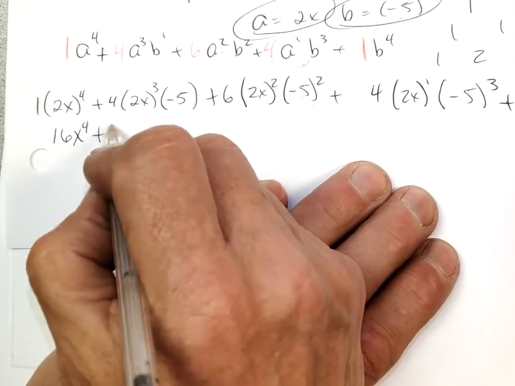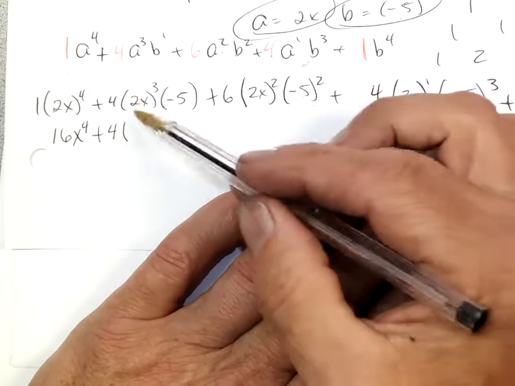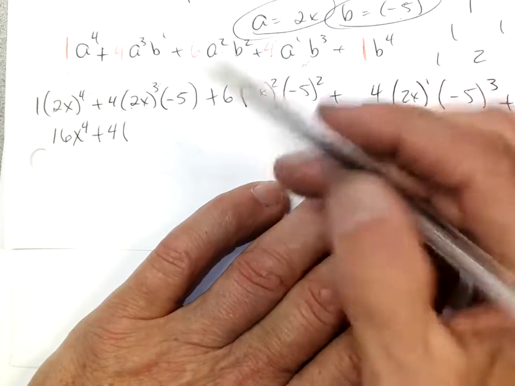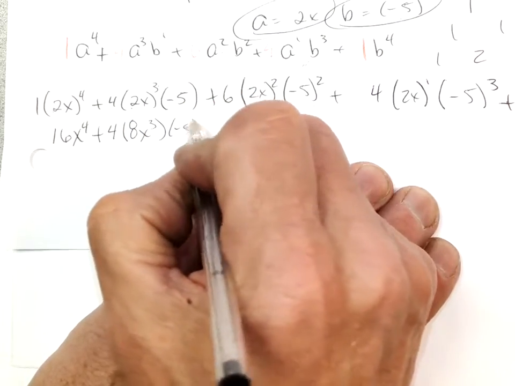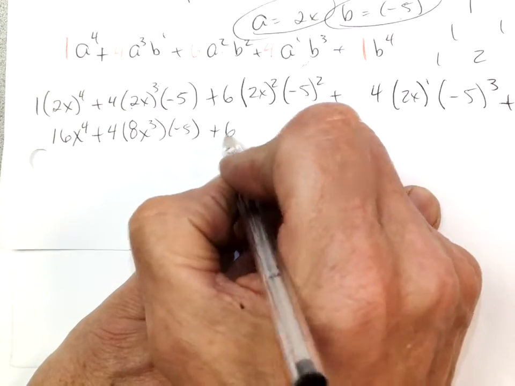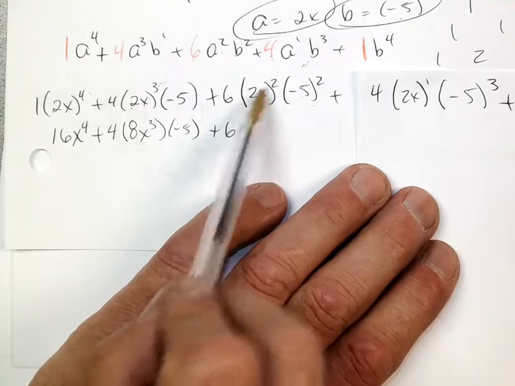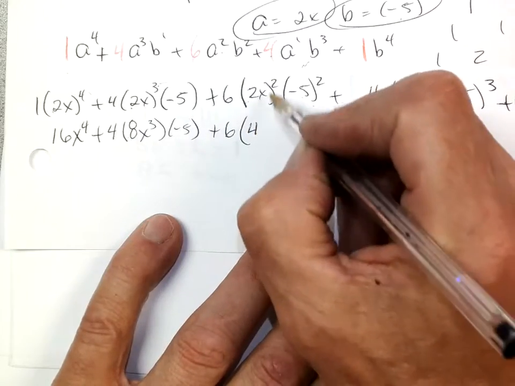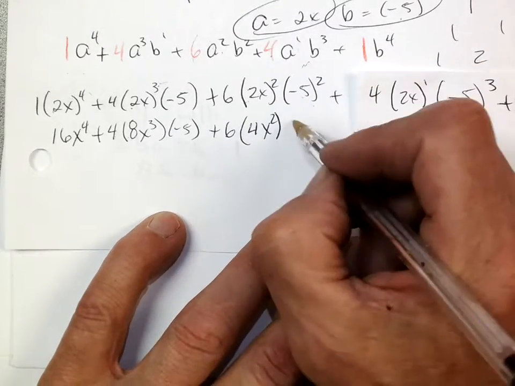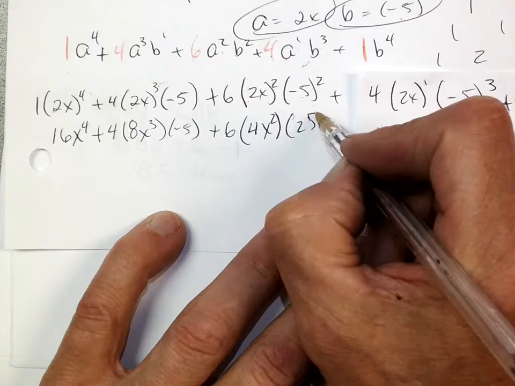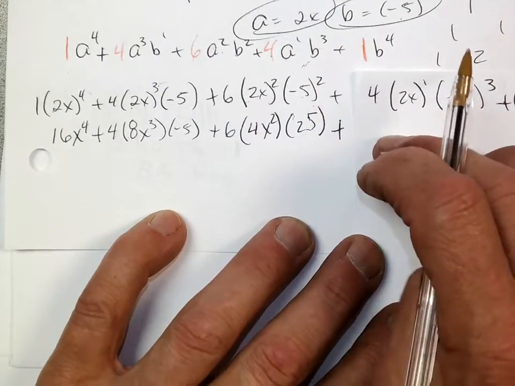Plus 4 times 2 to the 3rd, which is 2 times 2 times 2. 2 times 2 is 4, times 2 is 8. x to the 3rd, negative 5, okay? Plus 6. Am I going too fast? Okay. 2 squared is 4, x squared. And negative 5 squared is a positive 25.